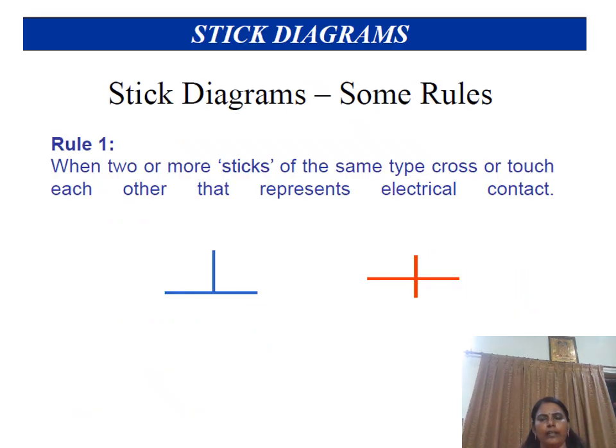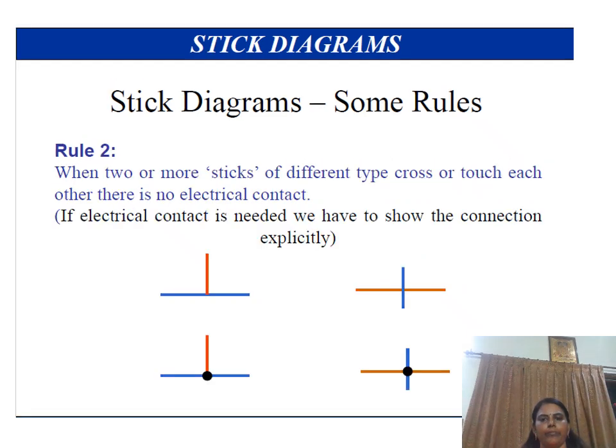In a stick diagram, the transistor should be represented like this. If a dot is present in between the lines, it is not considered a transistor. It is considered a contact.